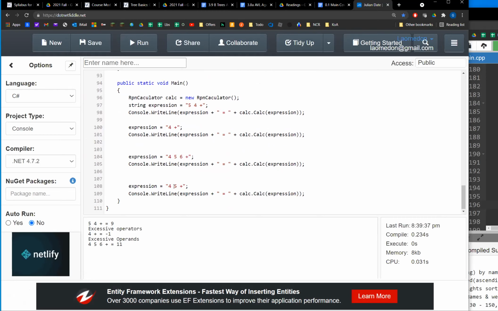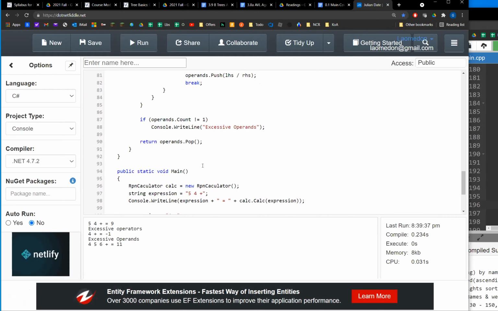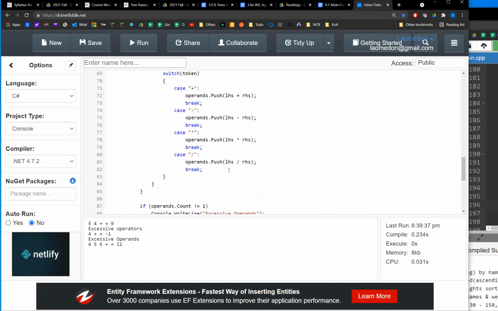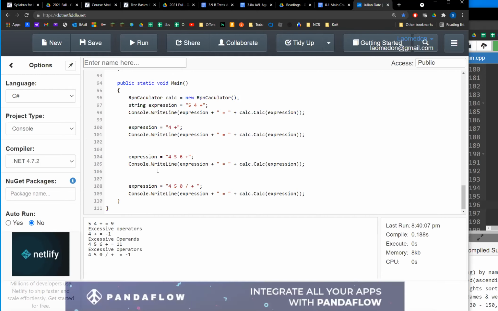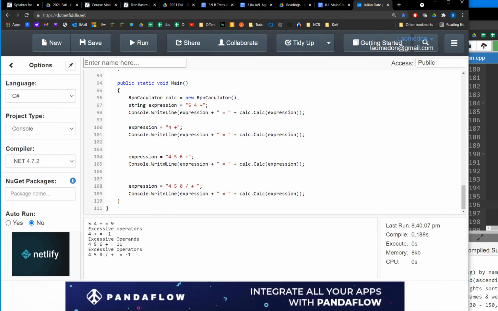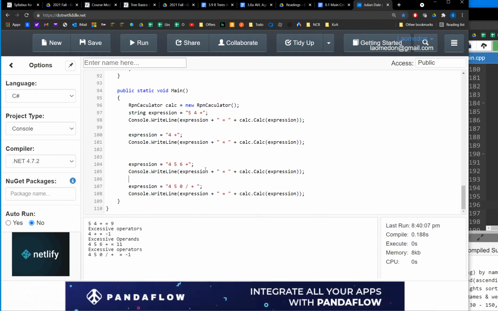4, 5, 0 plus divide. Which way is my divide operator? Did I go that way? Yes, that's good to go. 4, 5, 0 plus. And too many operators. I got a bug in my code here. Seems I have a bug somewhere.